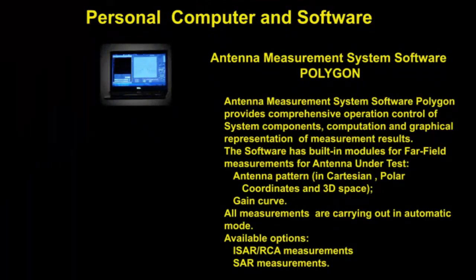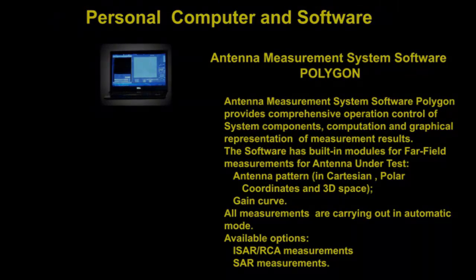An antenna measurement system software. Polygon provides comprehensive operation control of system components, computation and graphical representation of measurement results. The software has built-in modules for far-field measurements for the antenna under test: antenna pattern in Cartesian, polar coordinates and 3D space, gain curve. All measurements are carried out in automatic mode. Available options: EZAR and RCA measurements, SAR measurements.